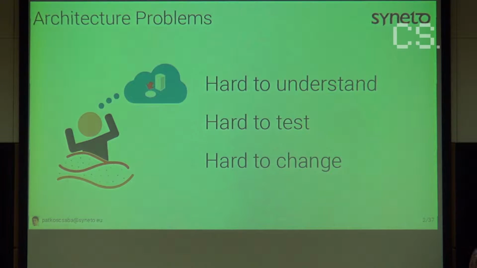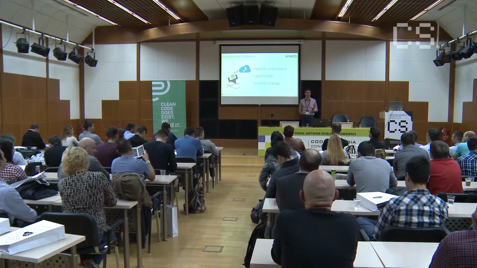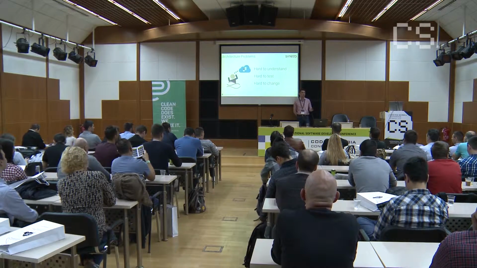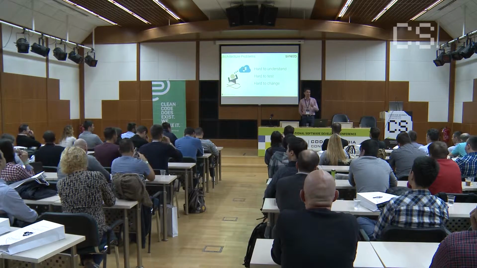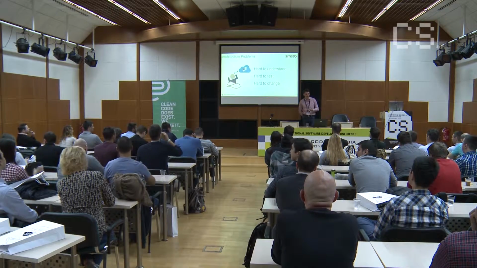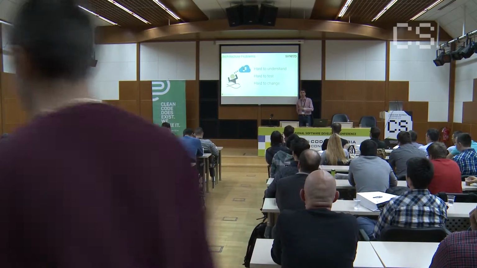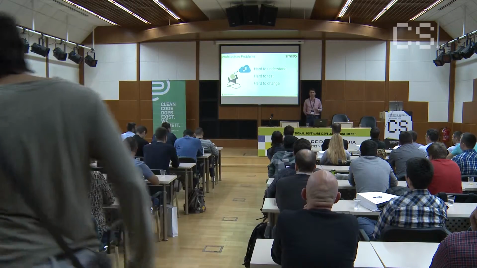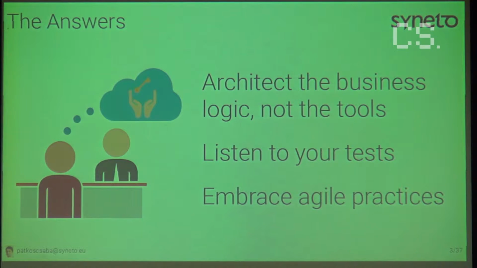We will talk about three essential problems that can be found in most applications. First, your architecture is hard to understand. When you look at your architecture, you don't know what the application is doing. Then it is impossible to test programmatically or automatically. And third, it is difficult to change your code or your architecture because it is prone to human errors and a lot of bugs.